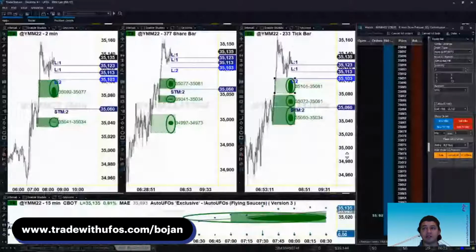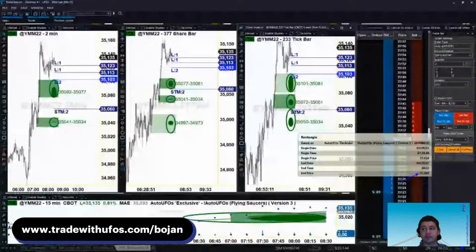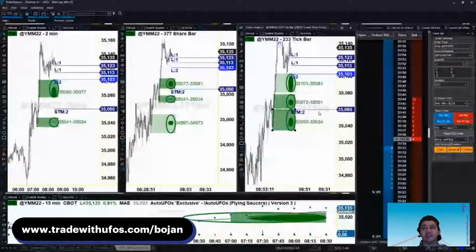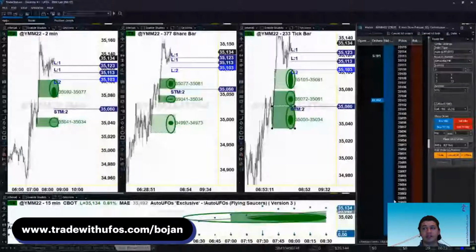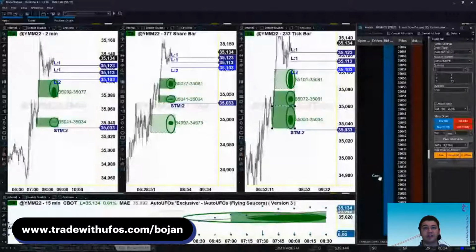Right now, as we see 35, this is where this UFO starts, 35,060. So even though this stop is not within it, it's still so close that you're not giving yourself a chance to have it work. So that means you would have to move that down to 35,033, and that looks like it's below everything.